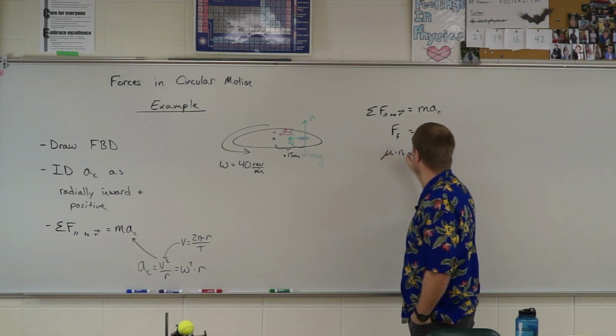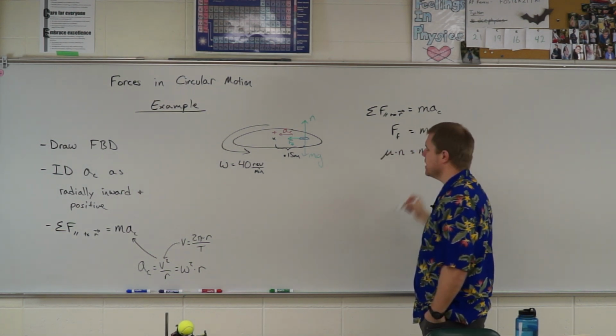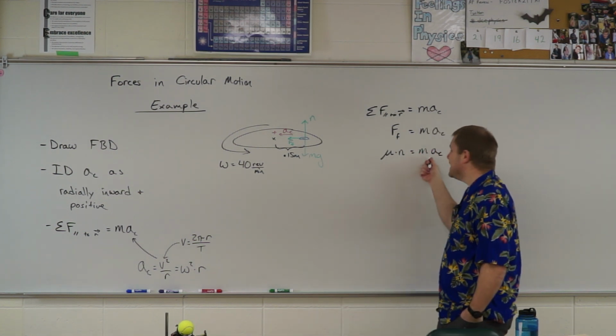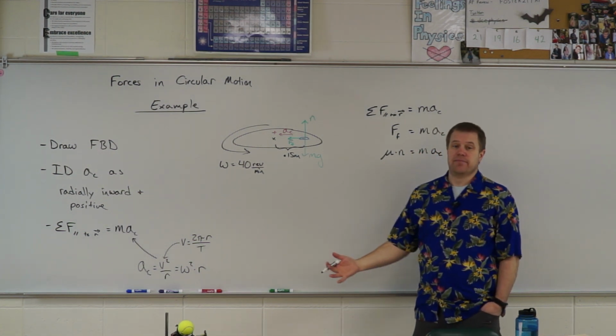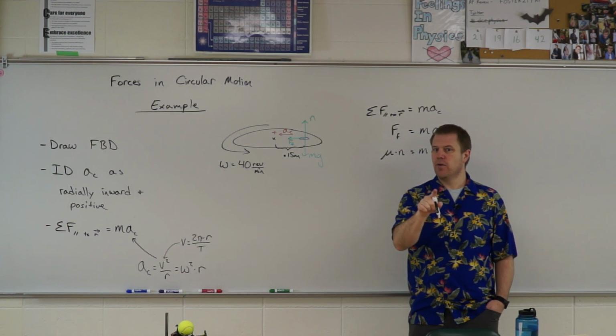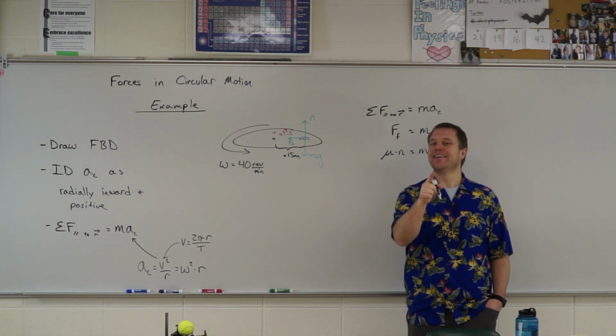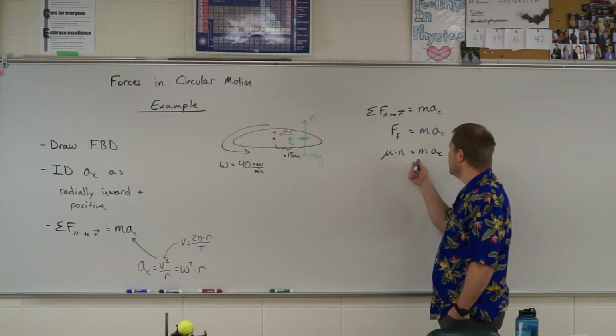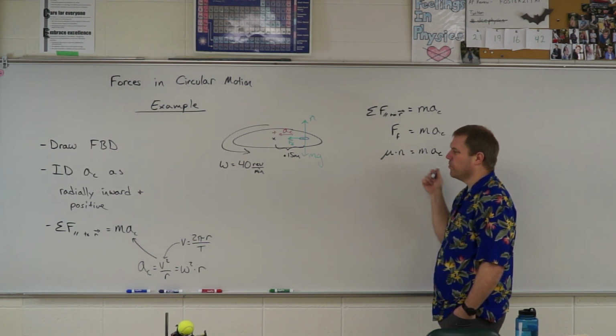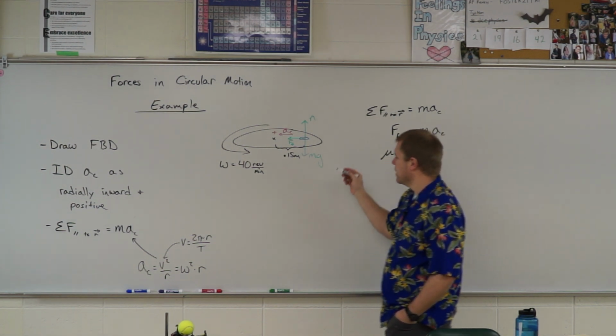So we have mu times the normal force equals m a_c. Oh my, they didn't give me the mass. I'm done. Don't worry, keep going. Guess what's going to happen to that mass? Yep, it's going to cancel for us. So I want to find normal force. How am I going to find normal force?